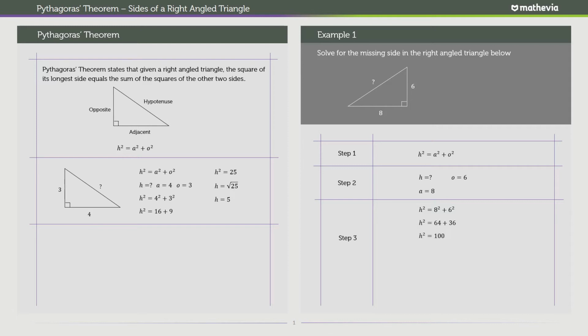8 squared is 64, 6 squared is 36. H squared equals 64 plus 36, which gives you 100. And you have that h is the square root of 100. You have that h equals 10. Very simple, very straightforward. Similarly, if you drew this right angle triangle, 6 centimeters going up, 8 centimeters horizontally, you would definitely end up with the length of the slant side as 10 centimeters.